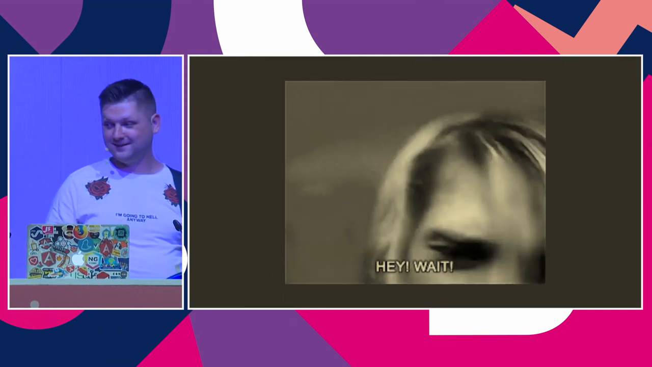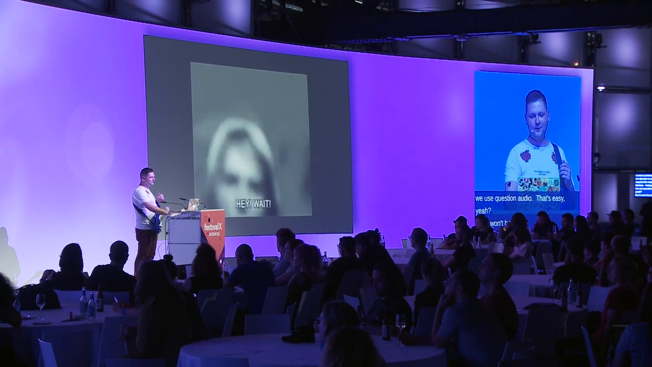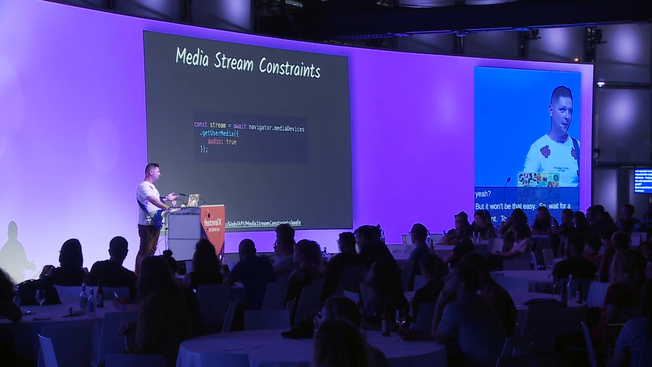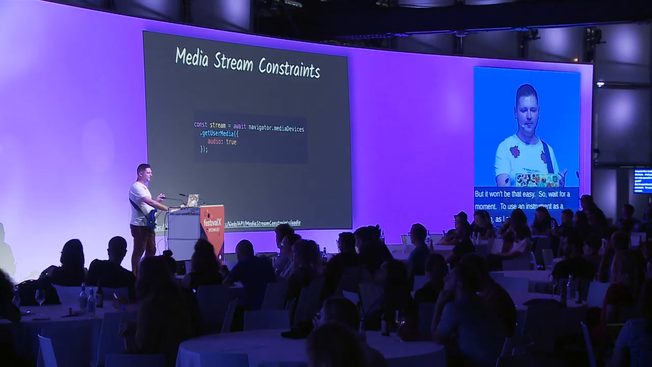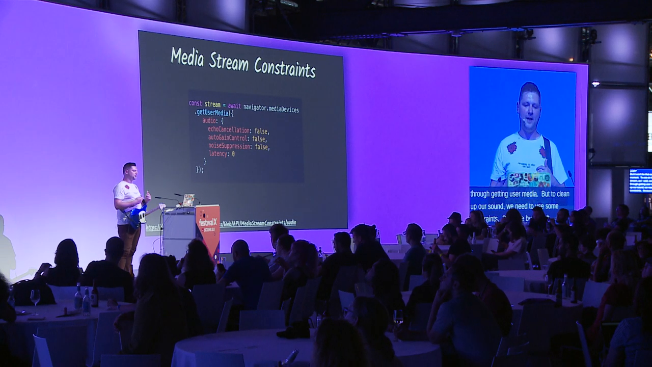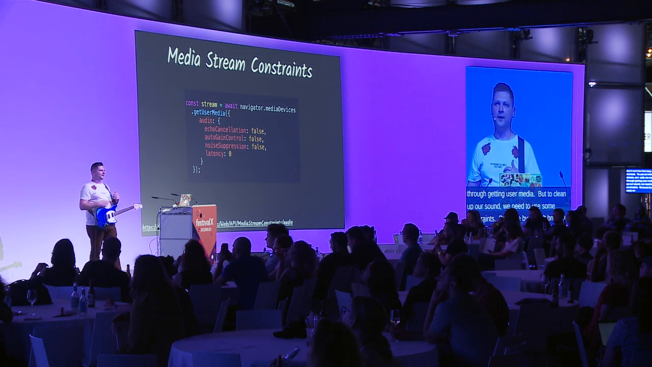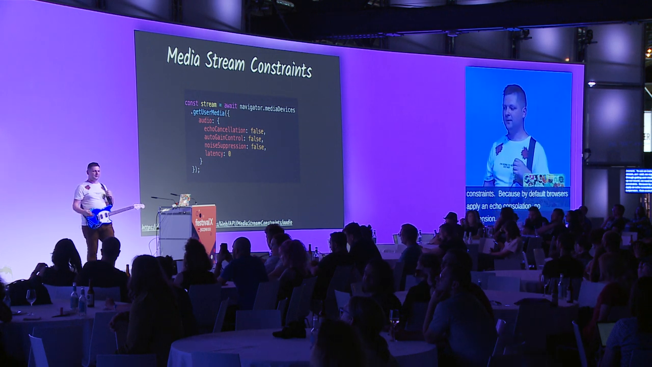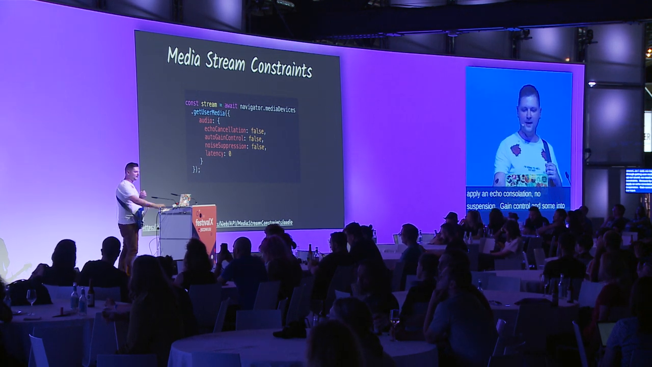So wait for a moment. To use an instrument as a stream, as I said, we request audio through getUserMedia. But to clean up our sound, we need to use some constraints, because by default, browsers apply echo cancellation, noise suppression, auto-gain control, and some latency to our input. So to have a clean input, we need to use those constraints.